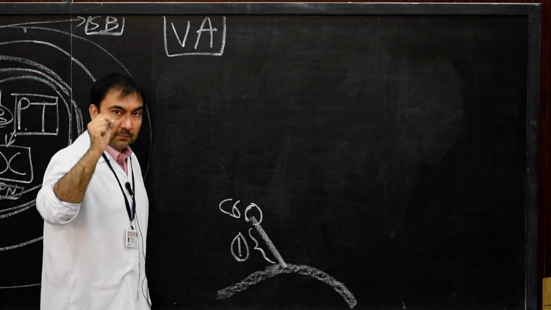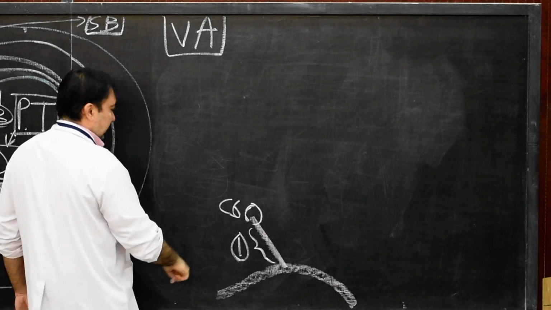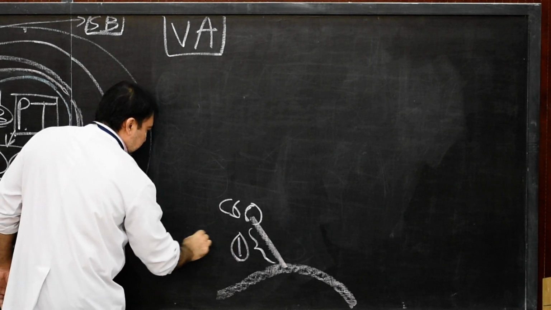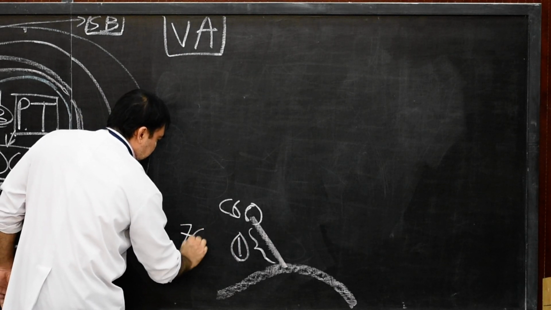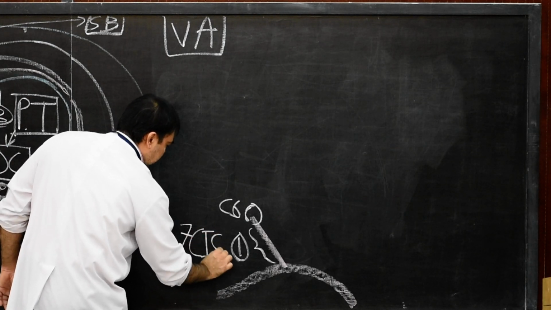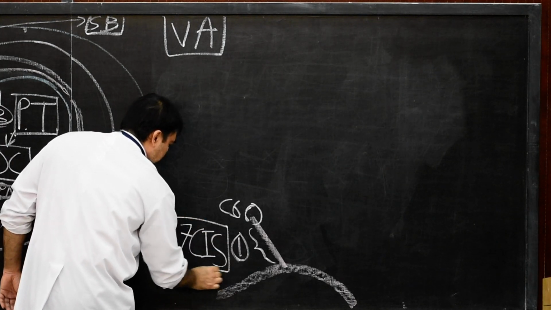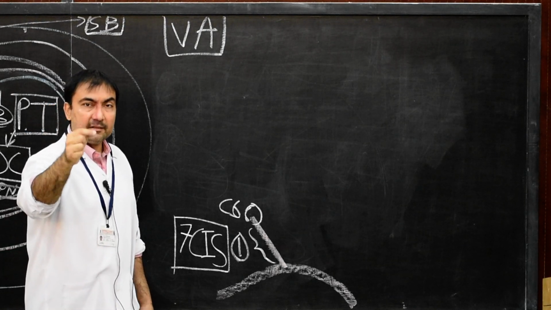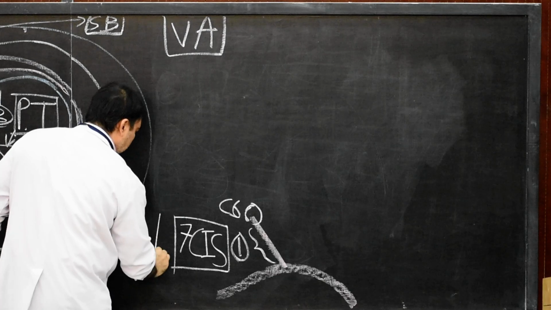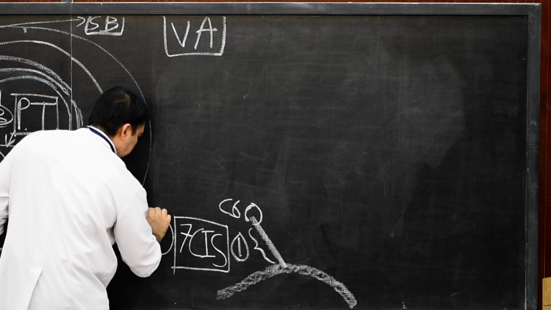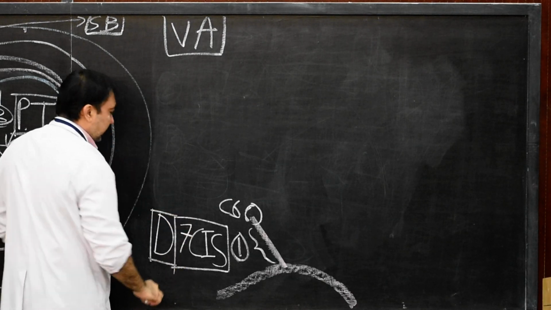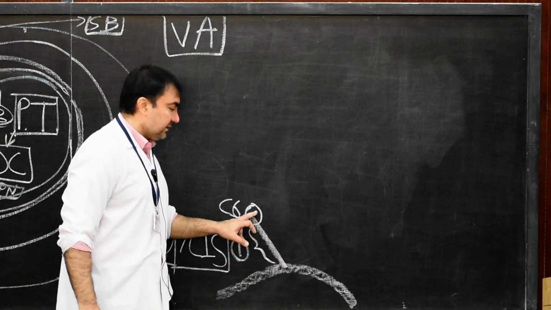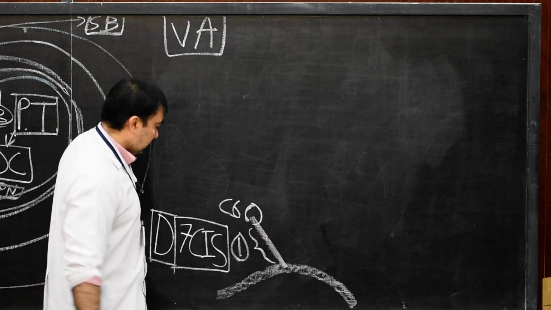It will develop from, please note down, please draw this diagram, this will be the 7th cervical intersegmental artery. But which branch? The dorsal ramus of the 7th cervical intersegmental artery. So the dorsal ramus of the 7th cervical intersegmental artery will develop into the first part of the vertebral artery from its origin till entry in the foramen transversoria of C6.